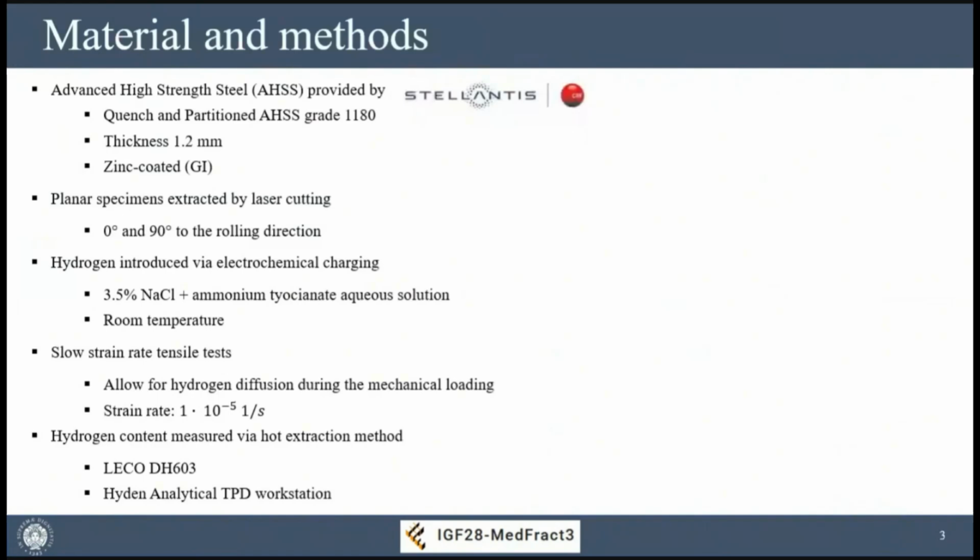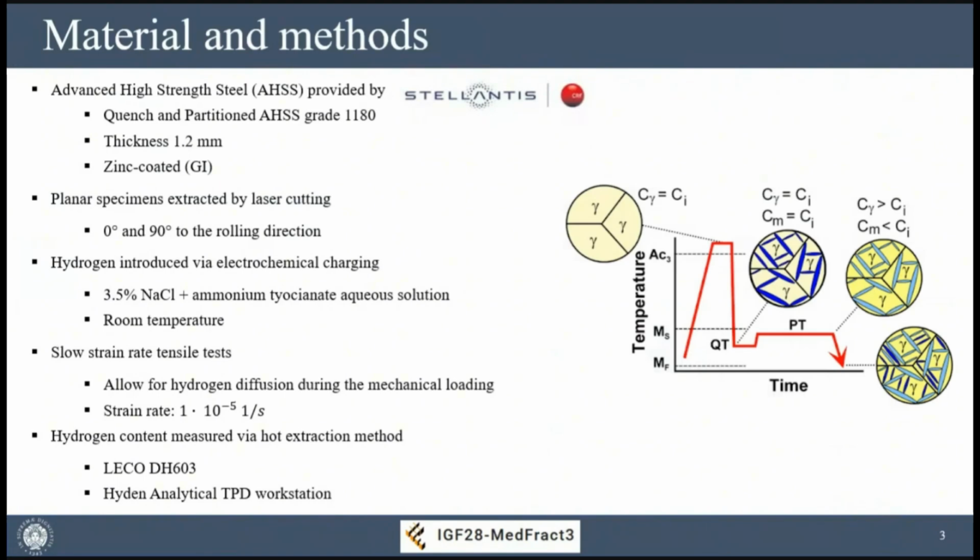The steel, as I said before, is a quench and partition advanced high-strength steel, grade 1180, so a low carbon steel that does not have a very specific chemical composition. More or less the carbon content is 0.3, but what the manufacturer has to guarantee is the ultimate strength of the material, that is the grade of the material. Quench and partition steel belongs to the third generation of advanced high-strength steels used in automotive applications, so very new steels developed for increasing a bit the stamping properties of the material.